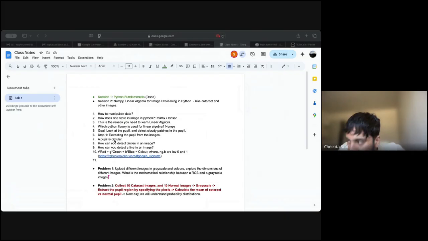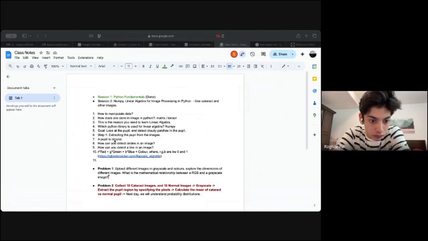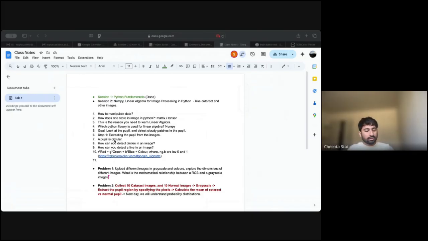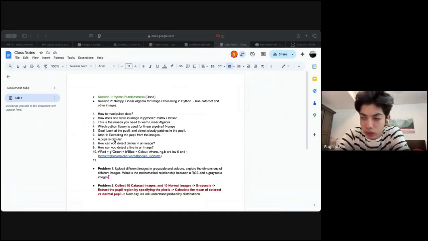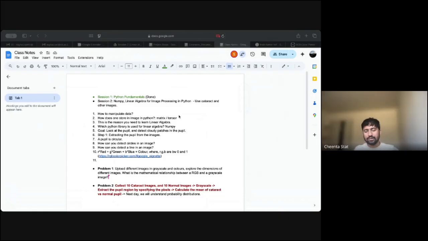See, the whole idea is why grayscale has only one dimension while RGB has three dimensions. You can explore it, because otherwise you'll not understand. Or do you want to explore it yourself and then come up with an answer? So what I understand is you're asking that if you give me a grayscale image, I can tell you what the value of RGB is.